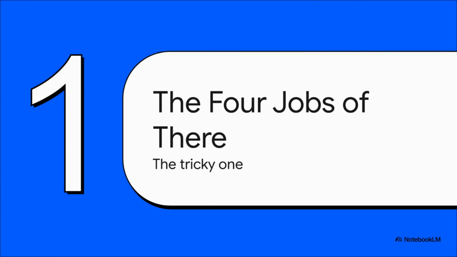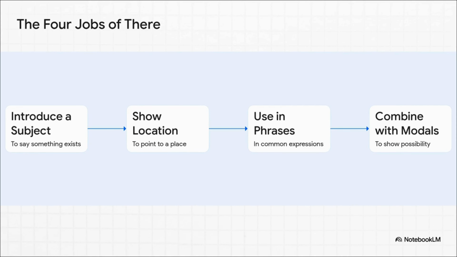Okay, so let's kick things off with there. Now, this is the tricky one, and that's because it's a real multitasker. It actually has 4 different jobs it can do in a sentence, which is probably why it's so easy to get mixed up. So, there's juggling 4 different things. It can introduce a brand new subject, it can show a location, it shows up in a bunch of common phrases, and it even teams up with other verbs. Let's just tackle them one by one.